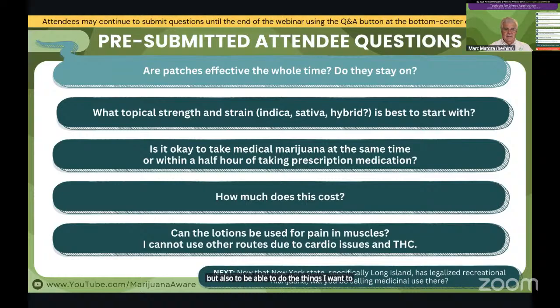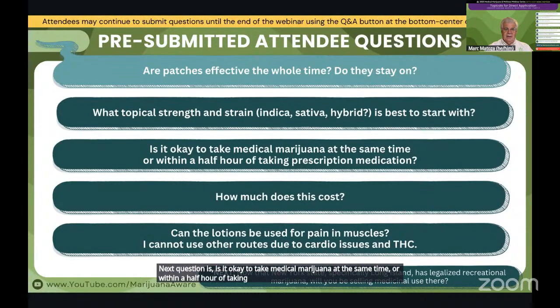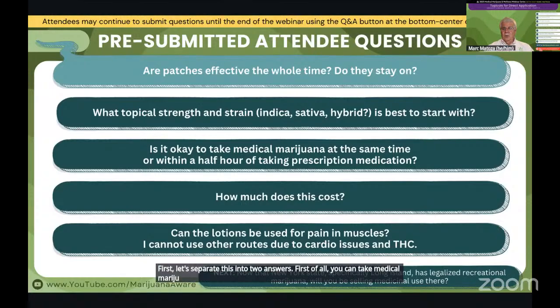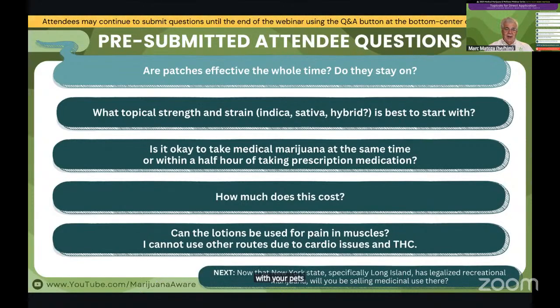Next question is it okay to take medical marijuana at the same time or within a half hour of taking a prescription medication? First, let's separate this into two answers. First of all, you can take medical marijuana with your patch. Just be aware that you have the patch. So it's like anything else. You don't want to take too much of it, but you want to make sure you're taking enough to help.